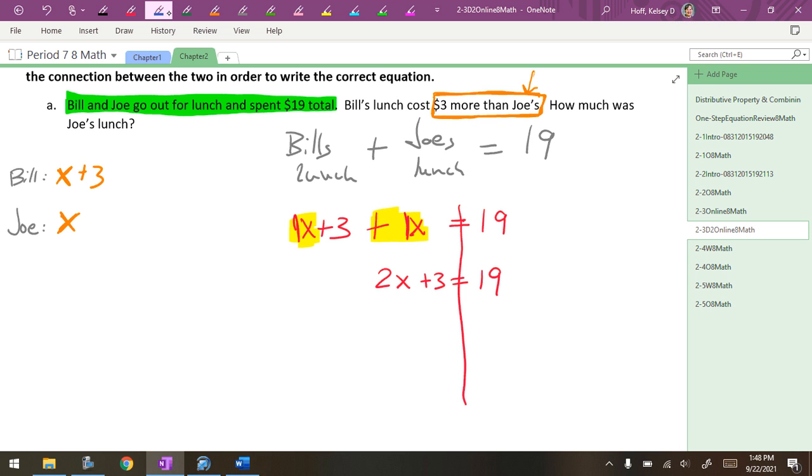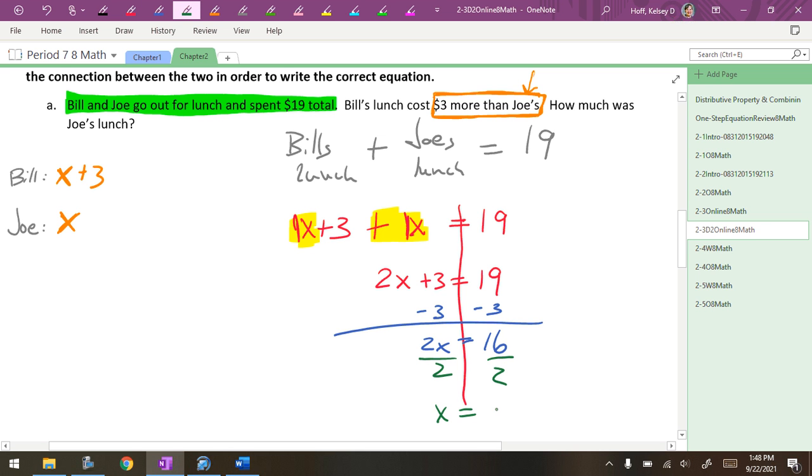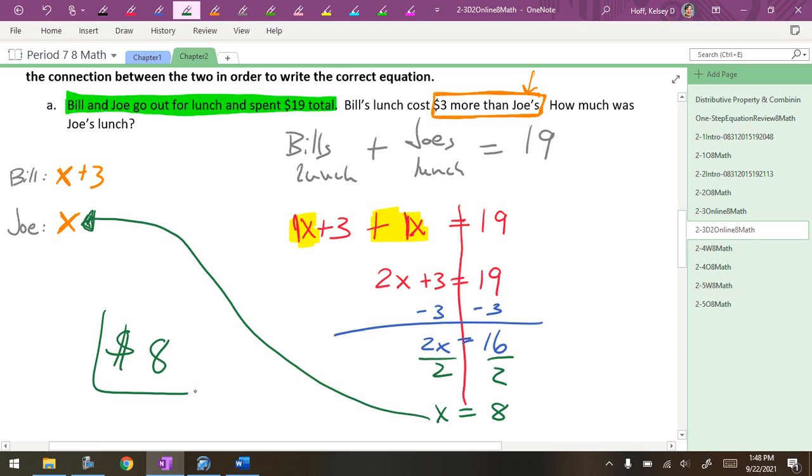Now what should I do? Subtract 3, 2x equals 16. Then I should divide by 2. X is 8. Now remind me, what did X stand for in this problem? Joe. Go back and look at the question. What did they want us to answer? How much was Joe's lunch? $8. Joe's lunch was $8. How much was Bill's lunch? 11. Very good. 8 plus 3 is 11.